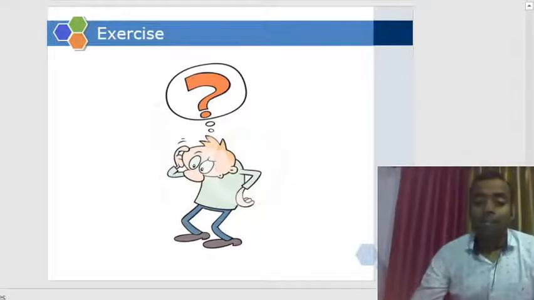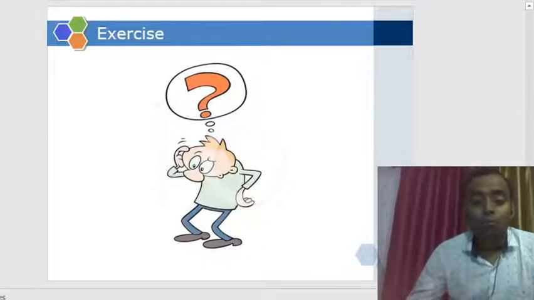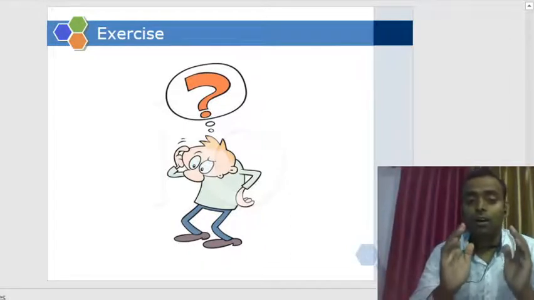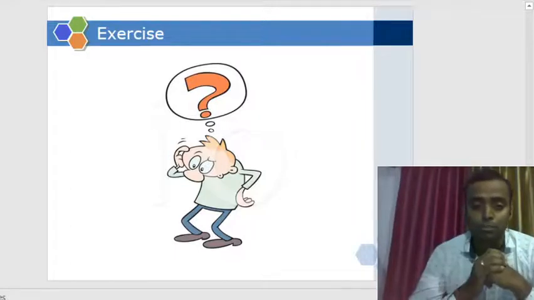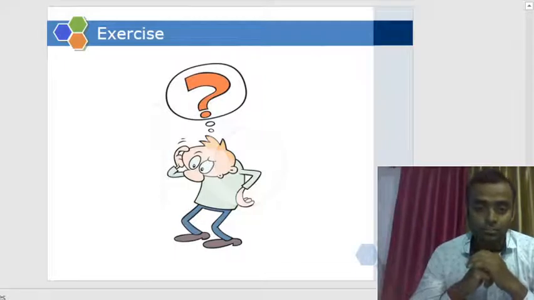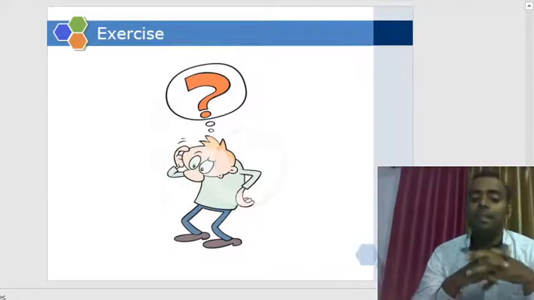Why am I giving this exercise? So that you refer to a reference book. It is very important to read or to study from a good book or a reference book. Don't take any shortcuts. Fine, so that will be the exercise for the day.